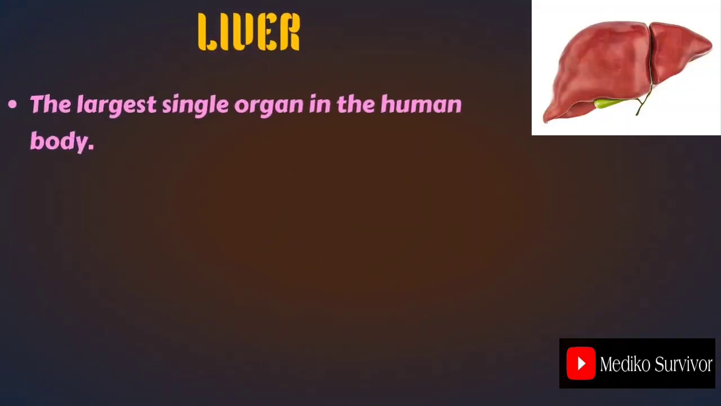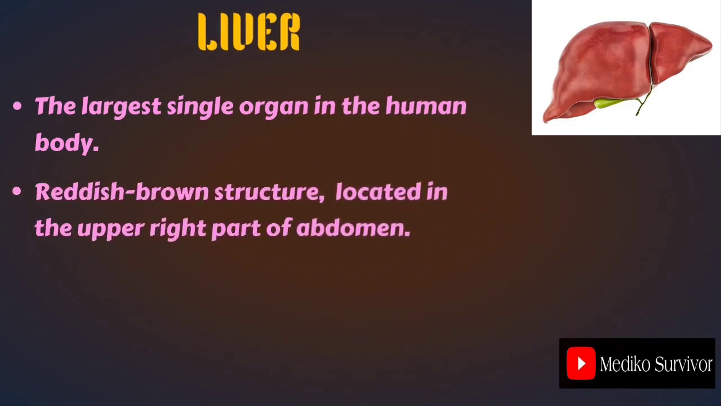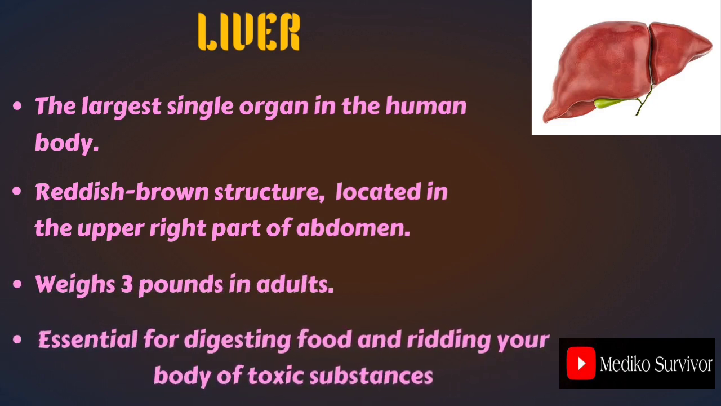Liver. Largest single organ in the human body. Reddish-brown structure. Located in the upper right part of the abdomen, behind the ribs. Weighs about 3 pounds in adults. Essential for digesting food and ridding your body of toxic substances.